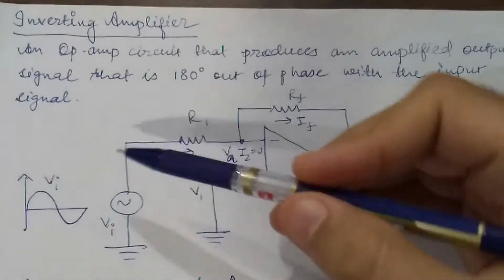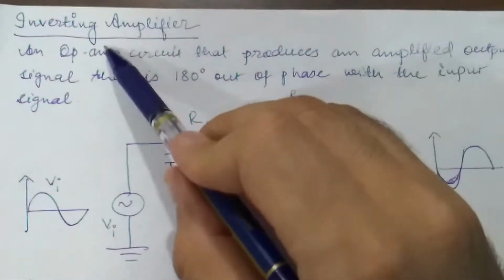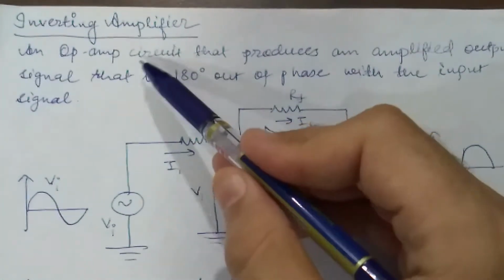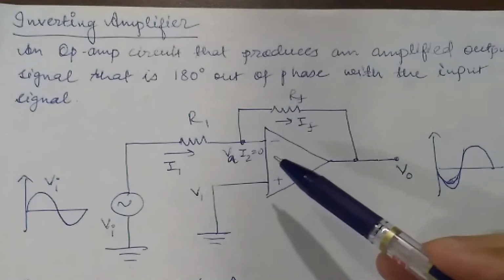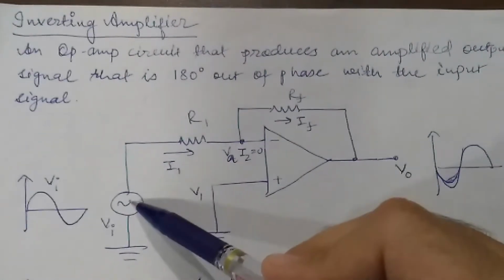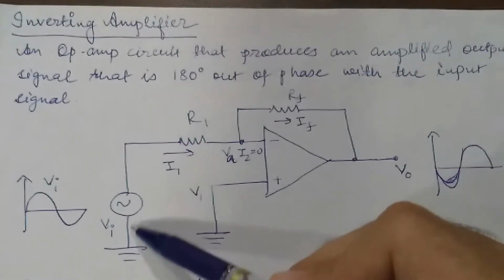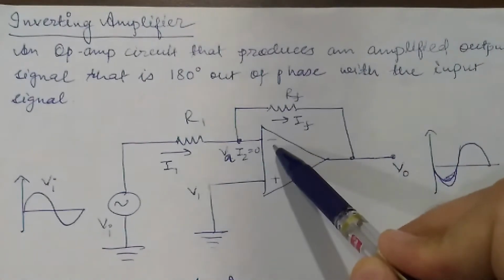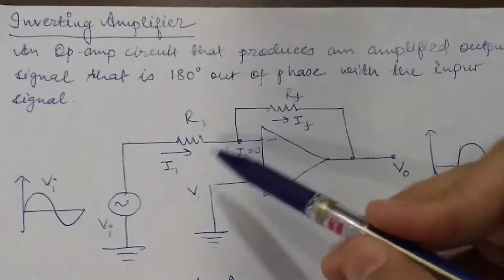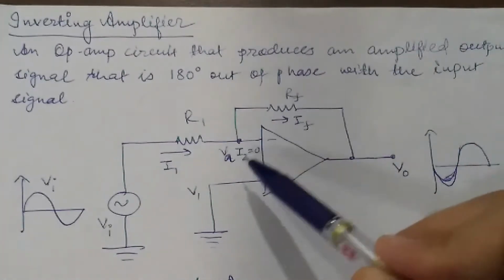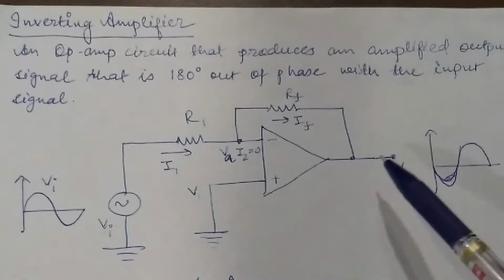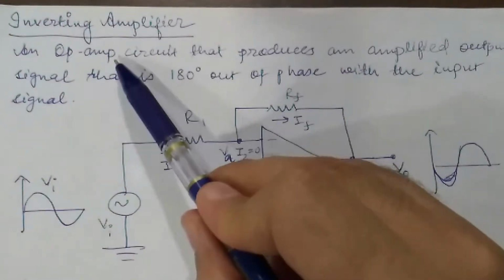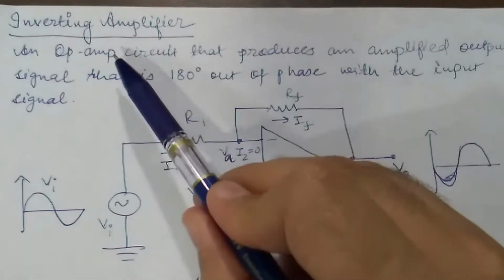In this lecture we are going to discuss the inverting amplifier. What do we exactly mean by inverting amplifier? Previously we have seen the non-inverting amplifier, but in this amplifier we are providing the input voltage at the inverting terminal of the operational amplifier. So the operational amplifier will produce an output that is 180 degrees out of phase with the input signal. That is the basic concept of this inverting amplifier.